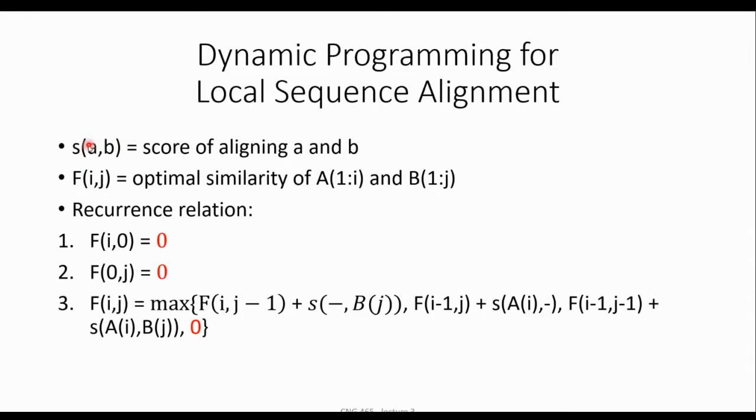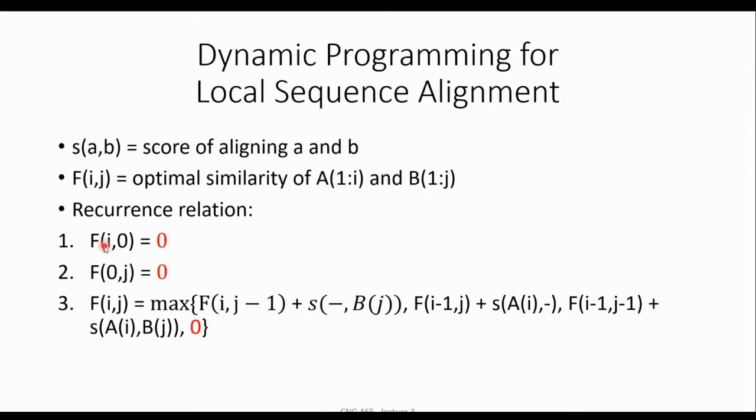So these two are exactly the same. The score of aligning A and B, we still have it inside the definition. And we also have the optimal similarity of these two sequences. Now, take a look at the relations. Now we have some differences.